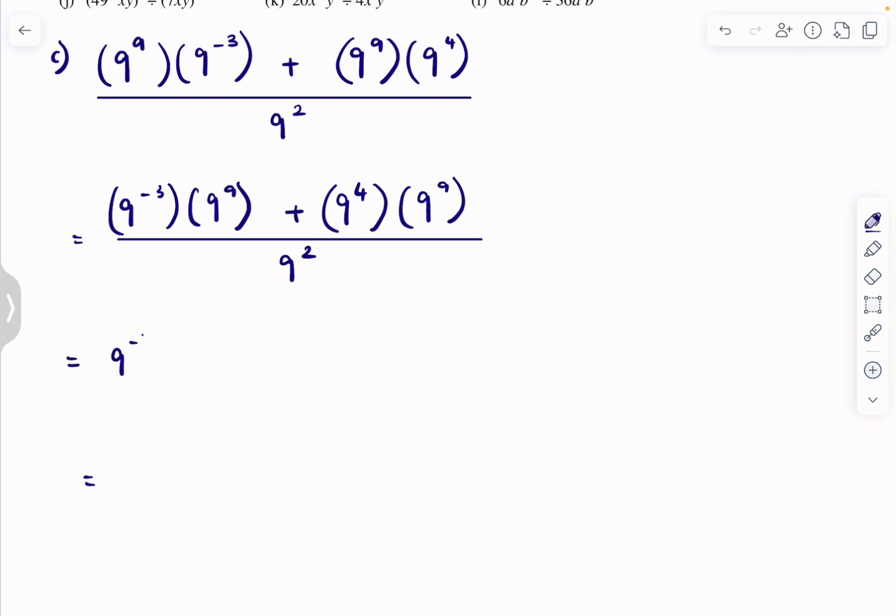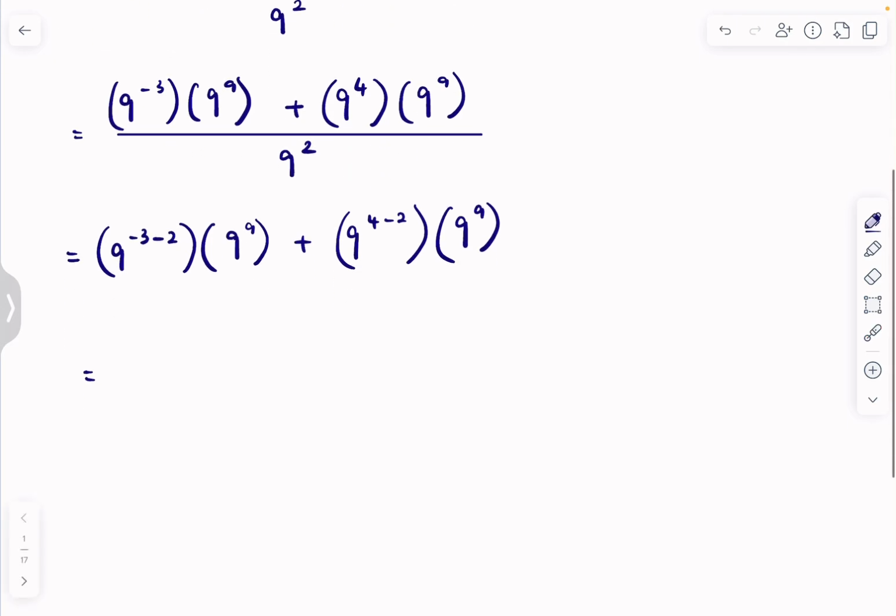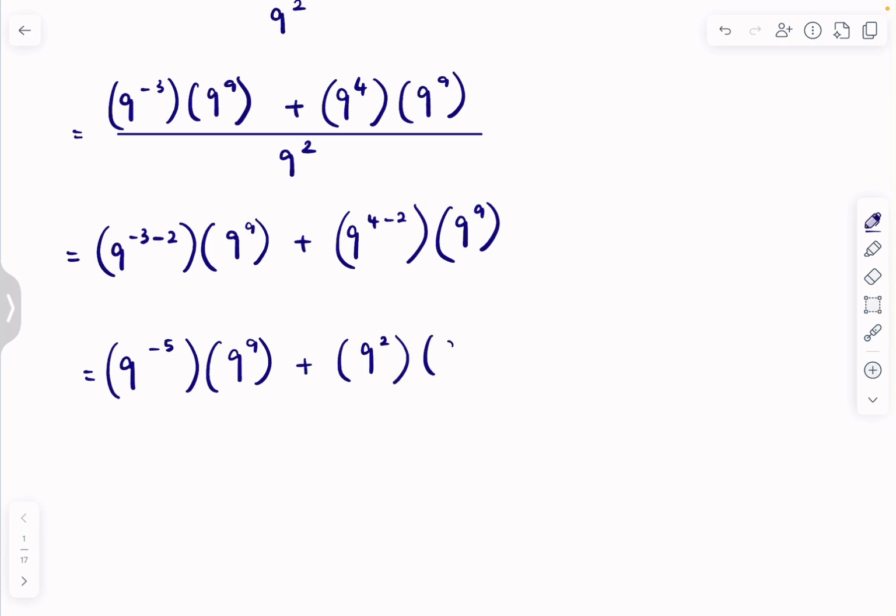So 9 negative 3 minus 2. Because 9 negative 3 divide 9 2, the power will become minus, 9a plus 9 power 4 minus 2. Okay, 4 minus 2 because 9 power 4 divide 9 power 2, the power becomes minus, 9a. So this will become 9 negative 5 9a plus 9 square 9a.